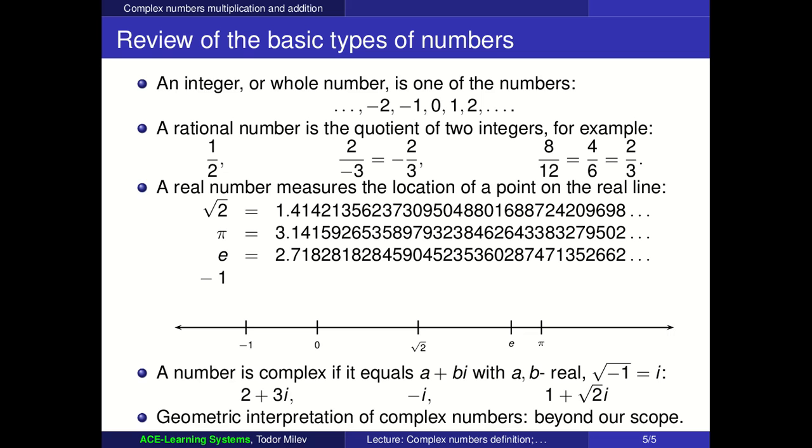Now, I gave you a neat geometric interpretation of the real numbers. Those measure distances on the real line. And of course, since every integer is a rational number and every rational number is a real number, that real line gives you also a good interpretation of integers and rational numbers. But an interpretation of the complex numbers can be given, but it just goes beyond the scope of this very, very short introduction to complex numbers that we just did here.